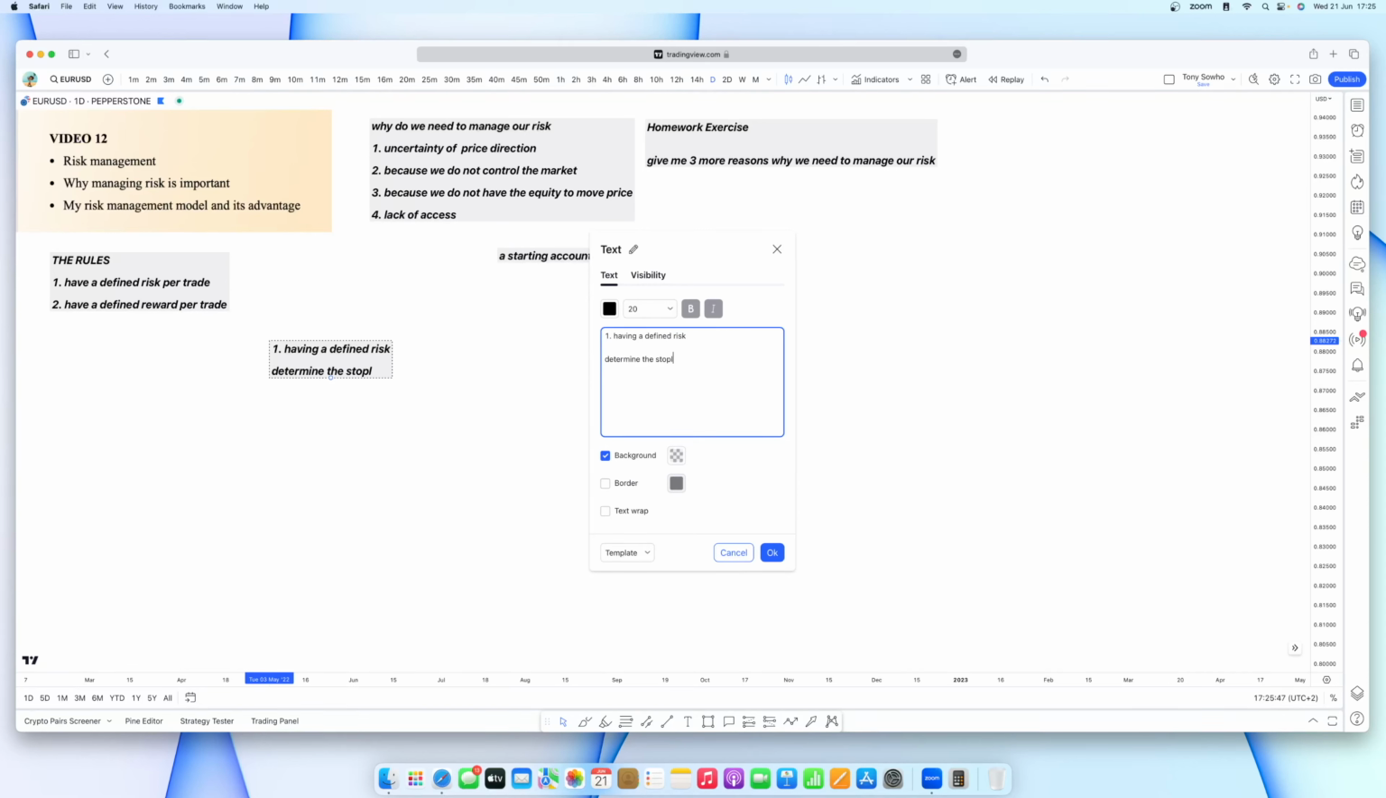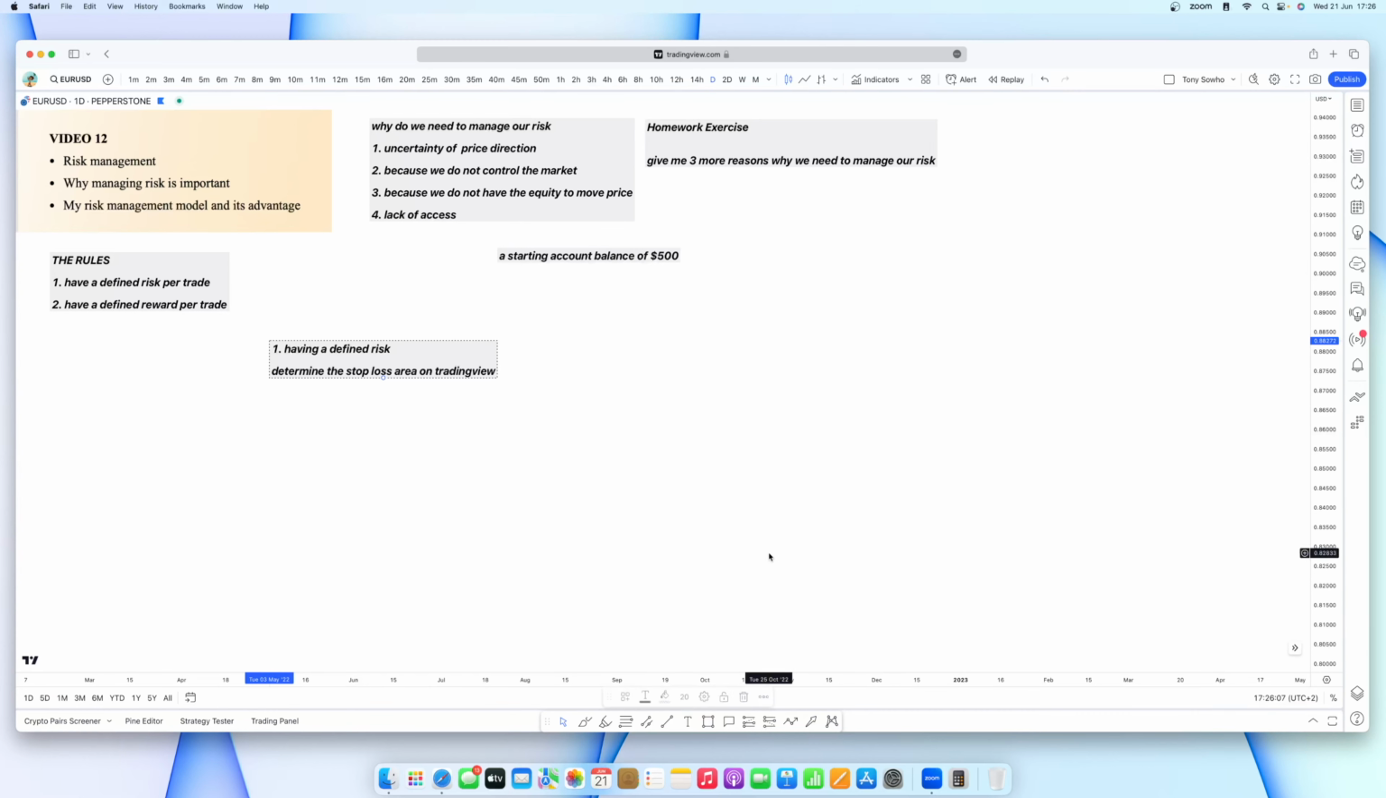Determine the stop loss area on TradingView, right? You need to determine where the stop loss is going to be on TradingView. Are you with me? That's how you define the risk. Determine the stop loss area on TradingView. You need to be able to determine that on the TradingView even before you start doing all of the calculations. And then how do you have a defined reward?